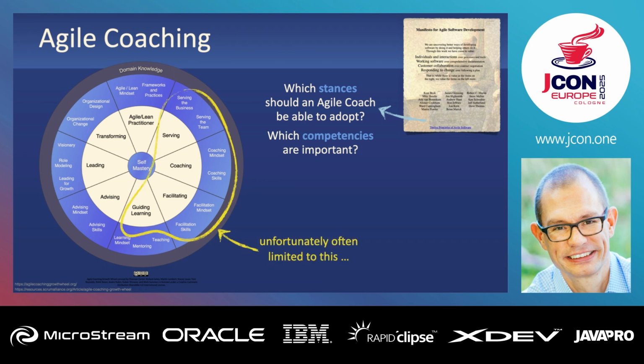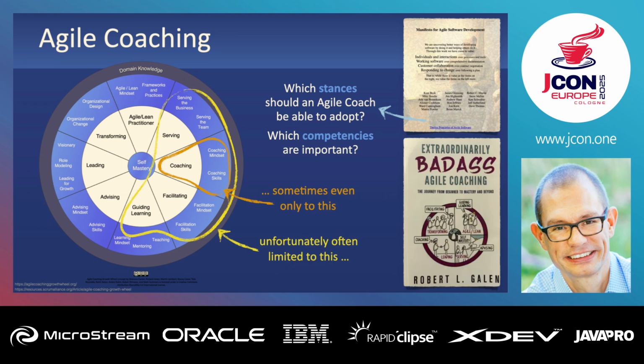Unfortunately, agile coaching is often limited to a selection of these skills, and it becomes really problematic if it's only coaching. Coaching is really valuable, don't get me wrong, but it's only one of 8 stances and 9 competency areas of agile coaching. So if you limit this to coaching only, you miss a lot that's necessary for software development. Bob Gale wrote a book about this some years ago. If you want to become a better Agile coach, read Badass Agile, Extraordinarily Badass Agile Coaching. There he talks about balancing the skills in this wheel.